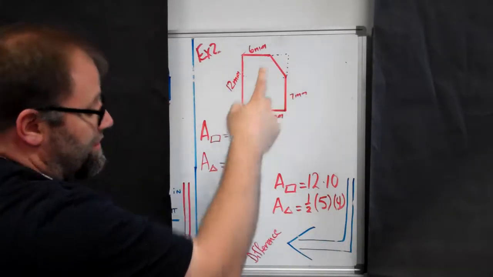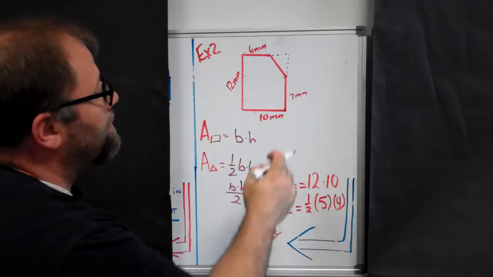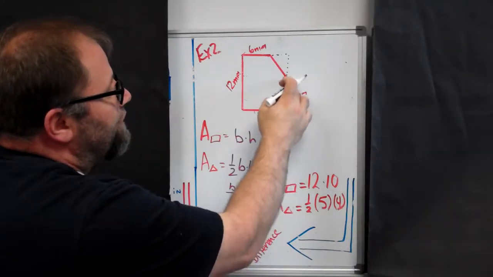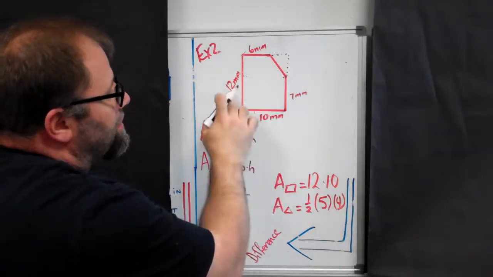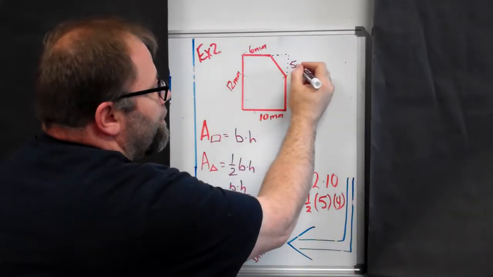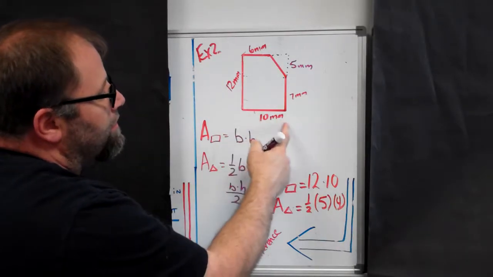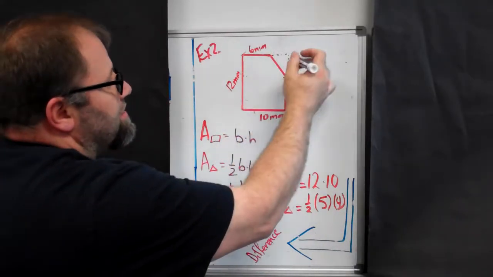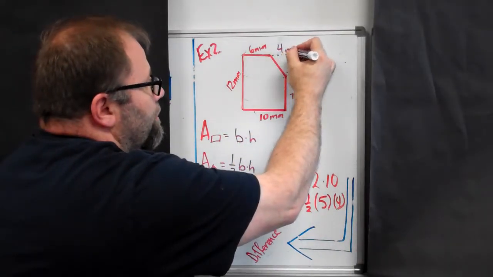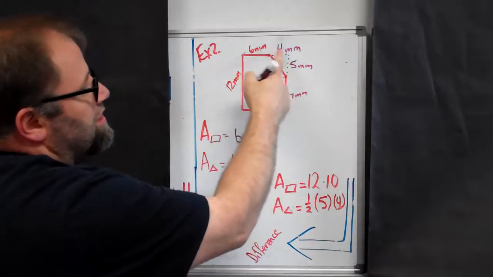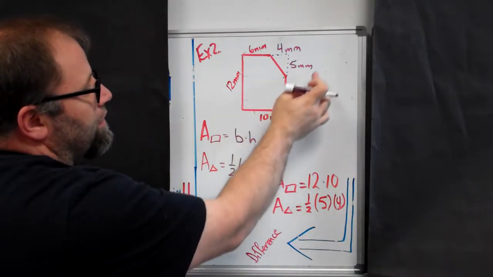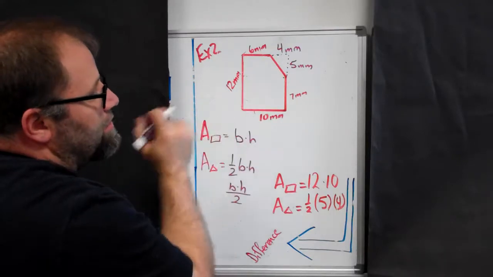Then we need to find this. Now here's where the logic comes in. If I know this distance is 7, the remaining distance here to get us to 12 would be 5 millimeters. If I know this distance is 6, the remaining distance here to get us to 10 millimeters is 4 millimeters. So 6 plus 4 is the same as 10. 5 plus 7 is the same as 12.